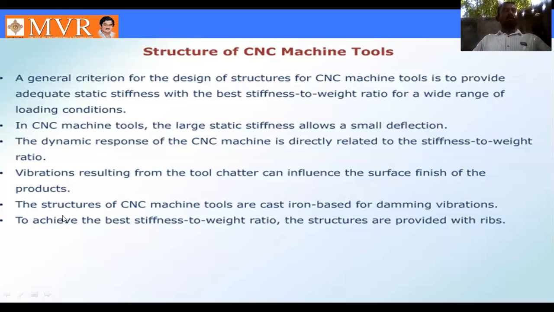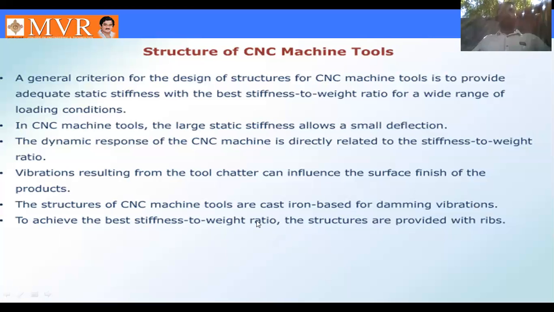The next point: the structures of CNC machine tools are cast iron based for damping vibrations. To achieve the best stiffness-to-weight ratio, the structures are provided with ribs. So these are the structures of CNC machine tools.